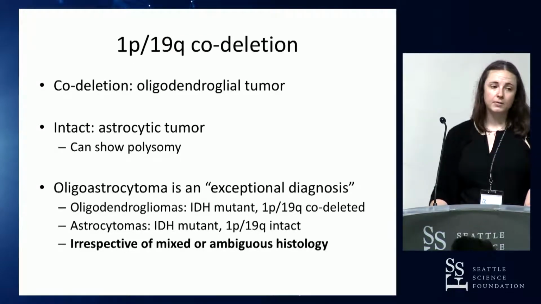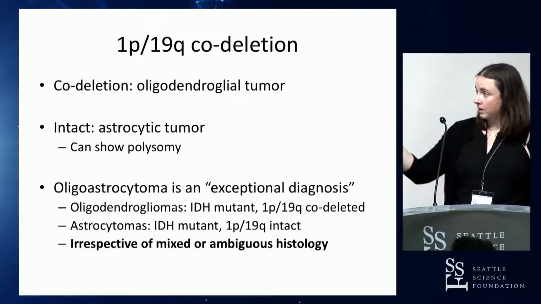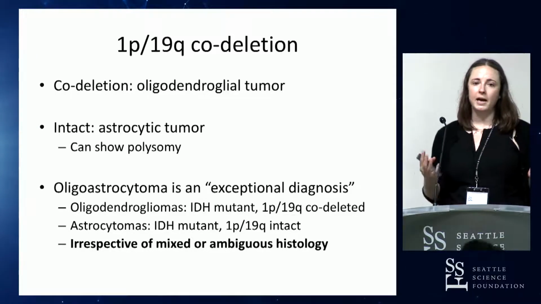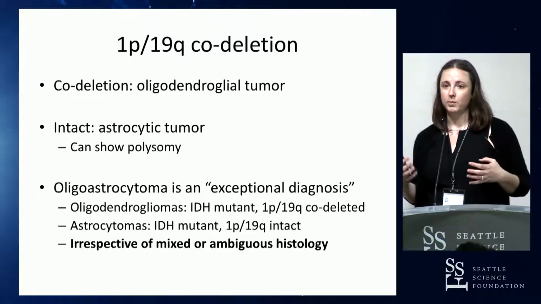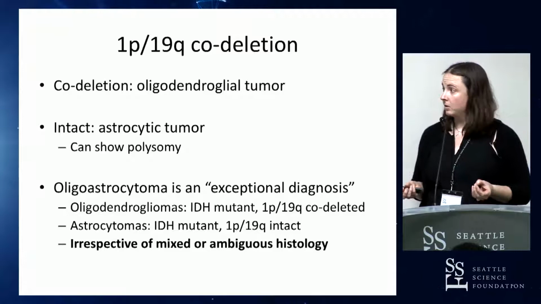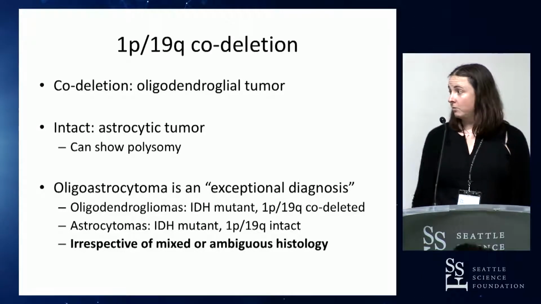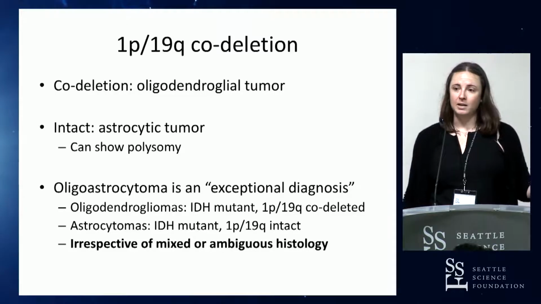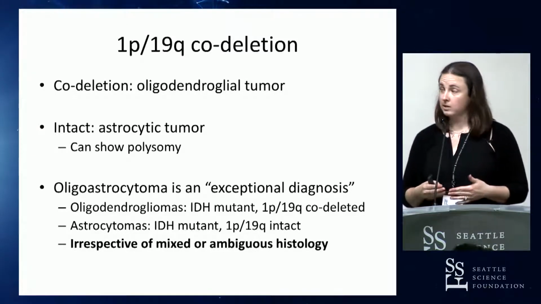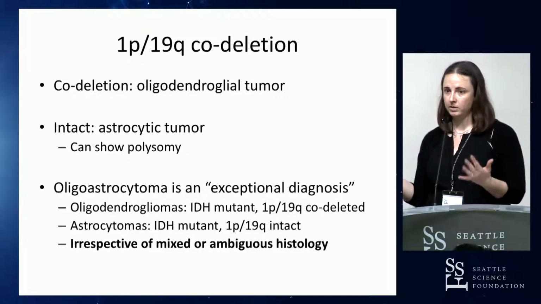So if you do not have co-deletion, you do not call it an oligodendroglioma. One of the things historically was the category of oligoastrocytoma, and it's still a chapter in the WHO book, but our society is recommending moving away from using that diagnosis. They're calling it an exceptional diagnosis and saying that irrespective of mixed or ambiguous histology, you should really think twice about using this. And so at least the way that I practice is if the 1p19q is co-deleted, I'll lump it into an oligodendroglial tumor.